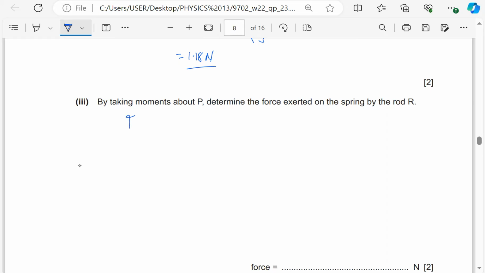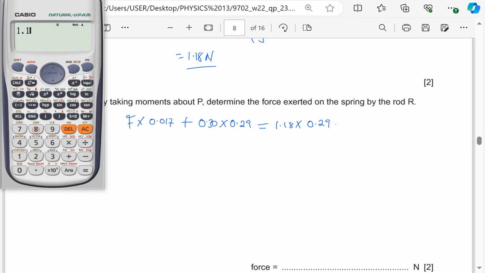So the force exerted by the spring is going to be F times the perpendicular distance from where we're taking moments, which is 0.017. That was clockwise, plus the weight of the sphere, 0.30. Its perpendicular distance from the pivot was 0.29. These are clockwise moments. This should be equal to anticlockwise moments, where the upthrust is anticlockwise, 1.18, and its perpendicular distance is 0.29. So from my calculator, I have 1.18 times 0.29 minus 0.3 times 0.29. Then I divide this by 0.017.